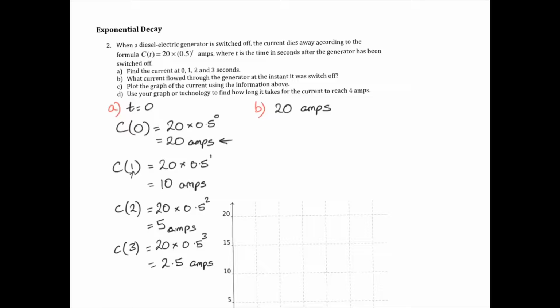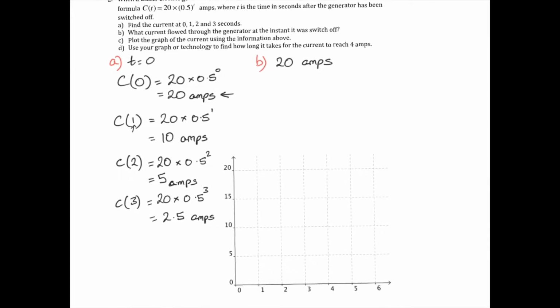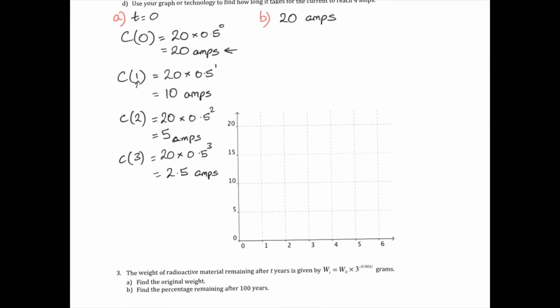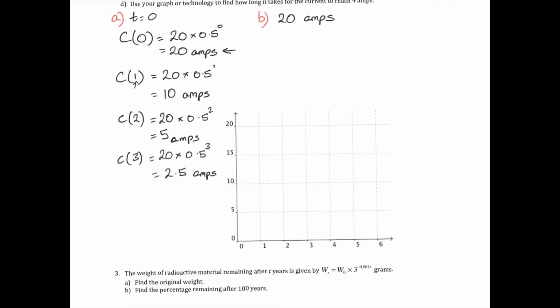Plot the graph of the current using the information above, or the values that we've got, in other words. Okay, when time was 0, the current was 20. At time 1, the current was 10. At time 2, 5. At time 3, 2.5. So what do we expect to happen after that? We expect it to keep halving, so it'd be about there, there, there. So that looks like an exponential function. So let's go just downwards and graph that.